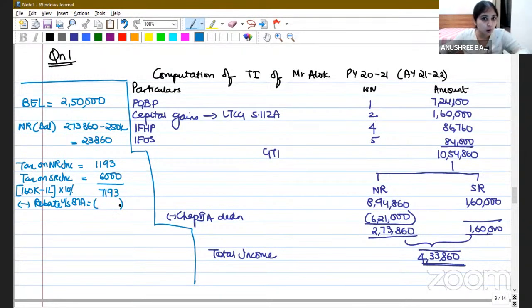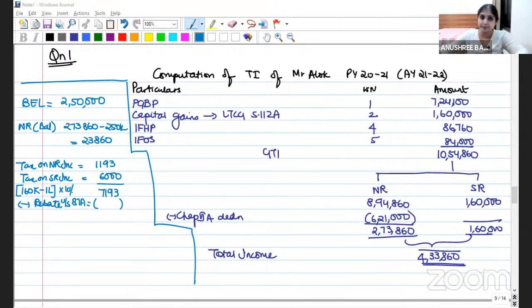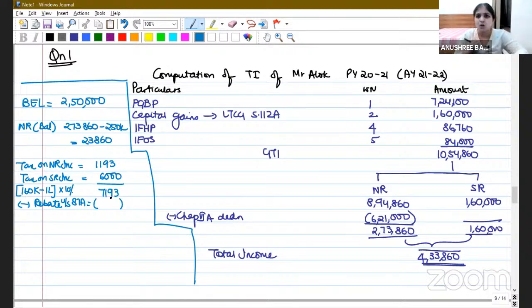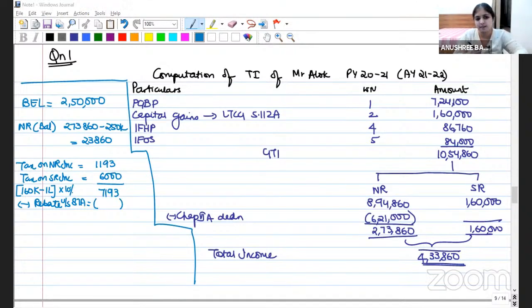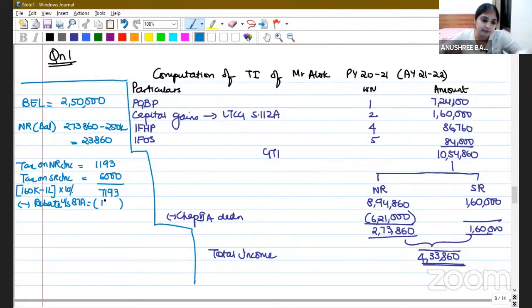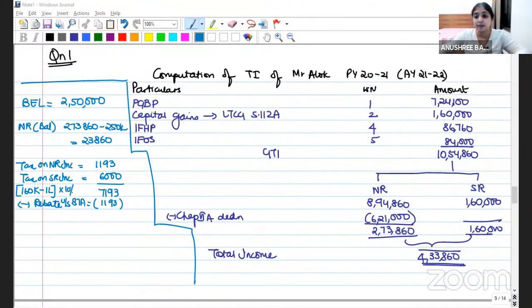I'll give you two options. Should I subtract 7,193 or should I subtract 1,193? Rebate is applicable. How do I say rebate is applicable? I say rebate is applicable because individual total income is not more than 5 lakhs. So rebate is definitely applicable. Maximum rebate is 12,500. But how much rebate will I subtract over here? Only 1,193.